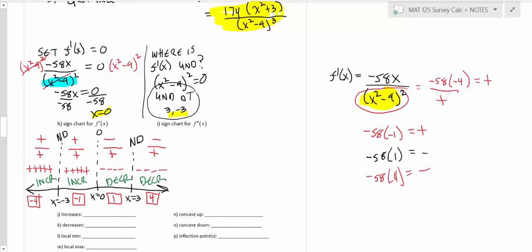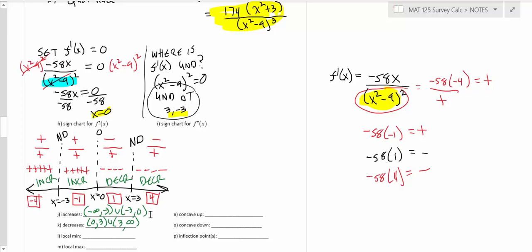Okay, so we're ready now to name this then. So we're going to increase from negative infinity to negative 3, and then from negative 3 to 0. So I'm naming that with the x values. You have to chop off negative 3. The derivative doesn't exist there. There's an asymptote there. Then we're going to decrease from 0 to 3 union 3 to infinity like that. Okay, so that's what we got there.